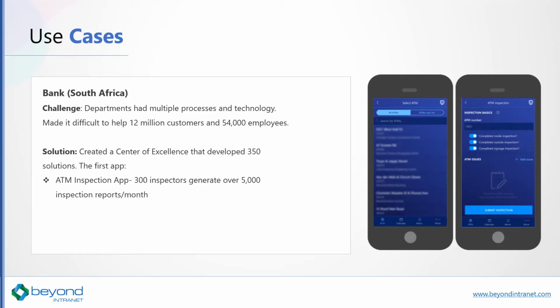To help solve that, they created a center of excellence for their company. Over the next 24 months, this center of excellence created 350 different Power Apps. Now, thank God, I'm not going to go through all 350 right now. Otherwise, I would scare everyone. I'm just going to talk about the first app that they created. It was an ATM inspection app.